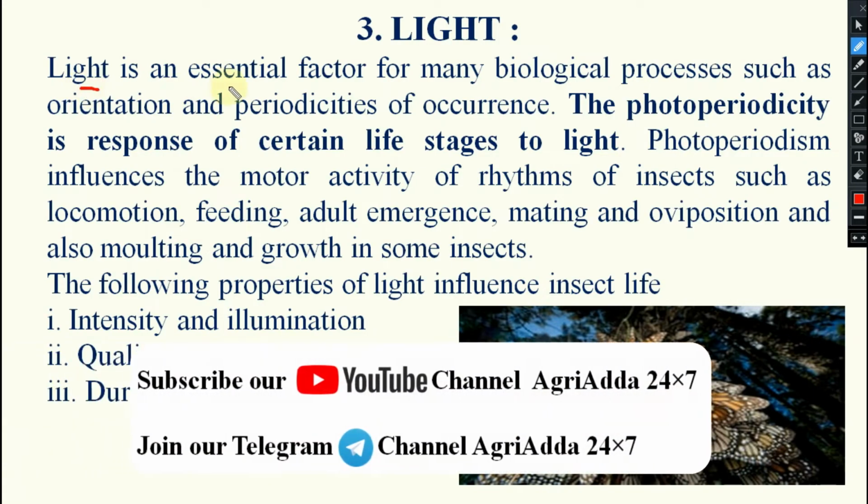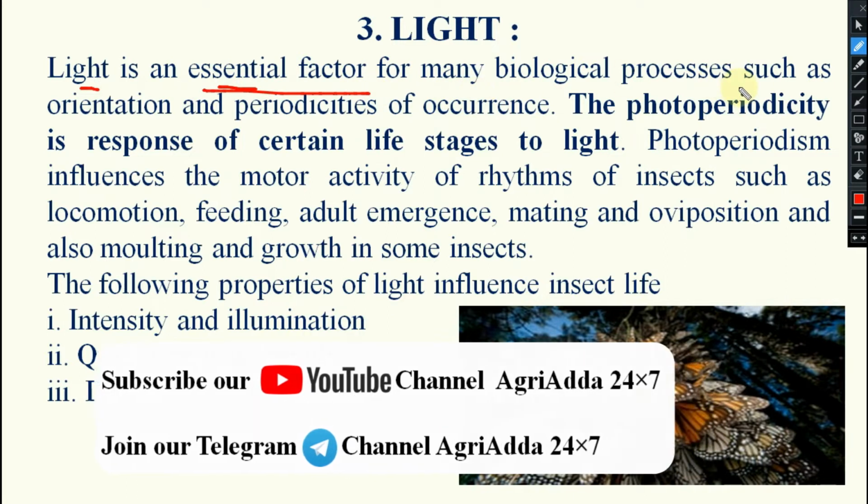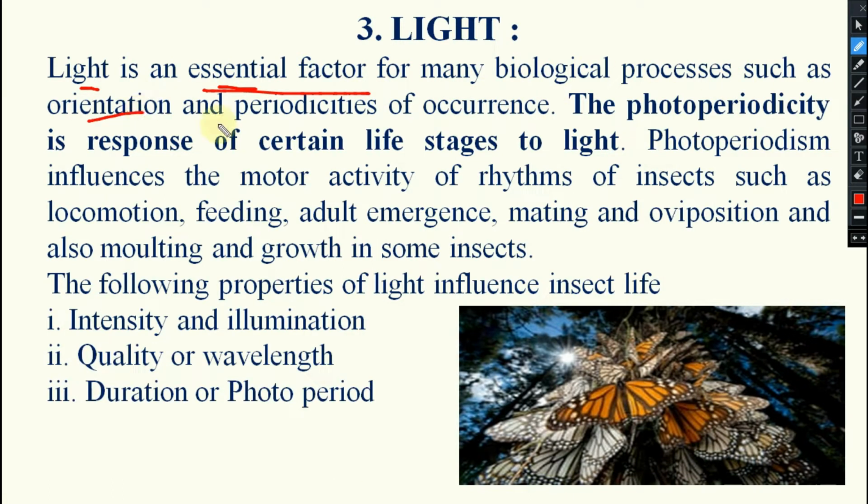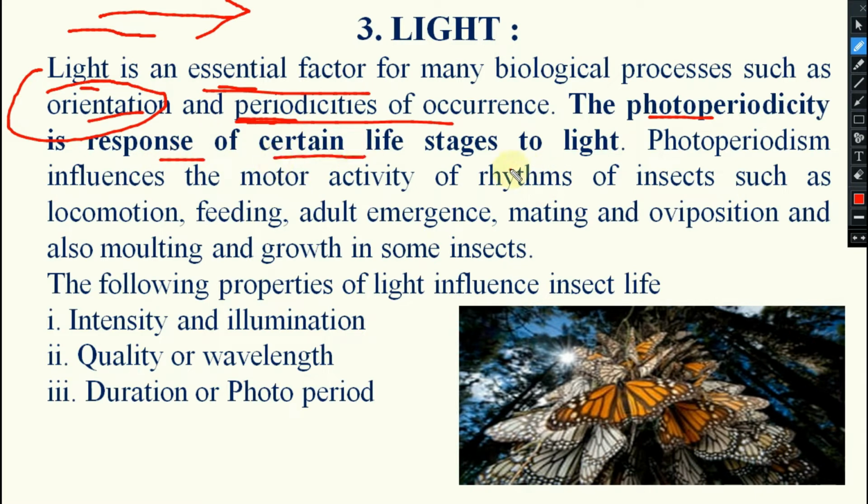Light is an essential factor for many biological processes such as orientation and periodicities. Orientation you can understand, that is how the insects are moving. But what is this photoperiodicity? The response of certain life stages to light. Suppose a light source is there, what is the response of different life stages, it may be egg, larva, pupa, adult or any specific physiological process? What is the response of this towards the light? That is known as photoperiodicity.